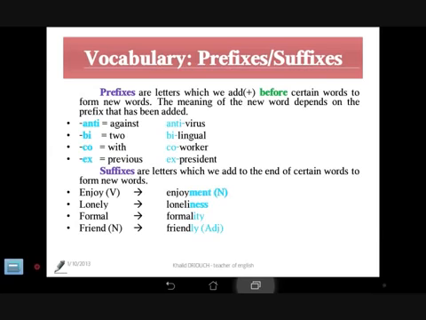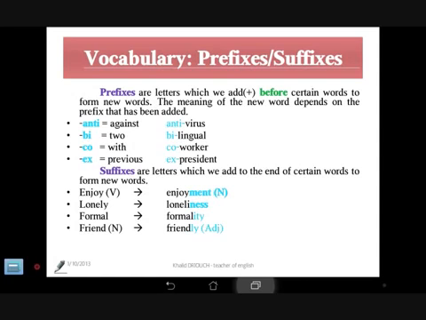Now, suffixes are letters which we add to the end of certain words to form new words. Examples: enjoy, it's a verb. When we add the suffix ment to the end of the verb enjoy, it changes to a noun, but the meaning doesn't change at all. The same thing for lonely, loneliness. Formal, formality. Friend, friendly.